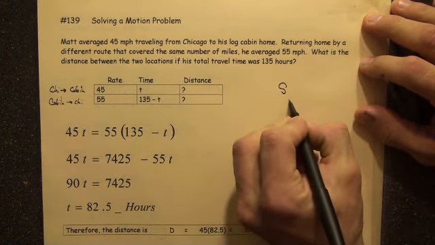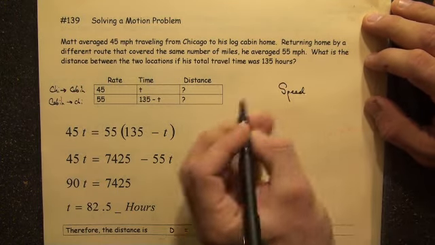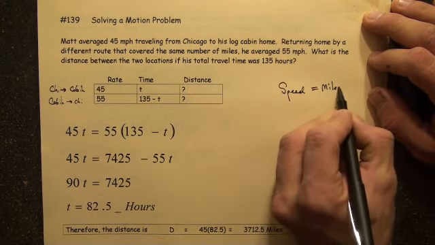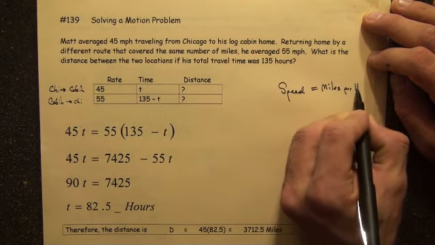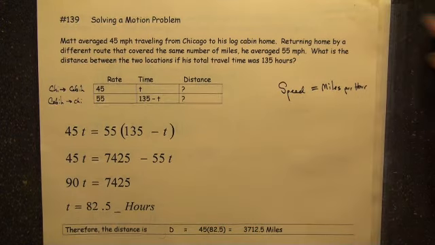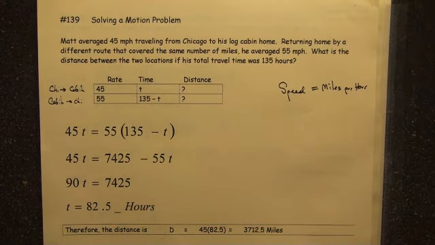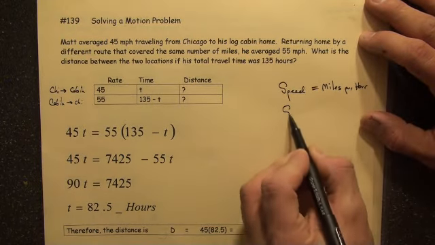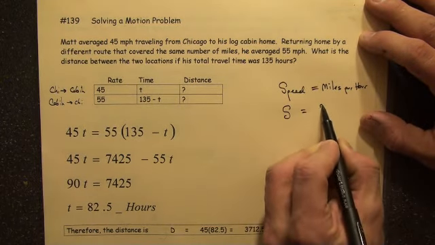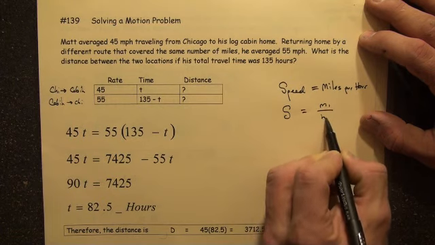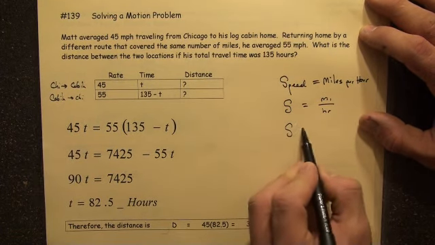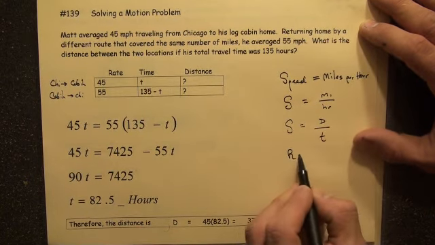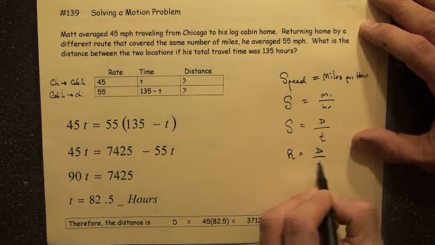If you've ever been in a car and perhaps pulled over for speeding, we know that that's calculated by miles per hour or kilometers per hour, depending on which unit you're using, or meters per second. Nonetheless, speed equals miles over hours. Speed equals distance over time. Rate equals distance over time.